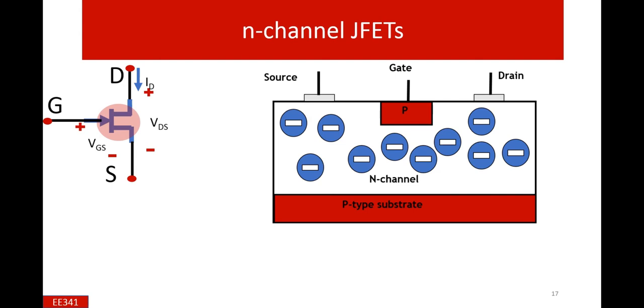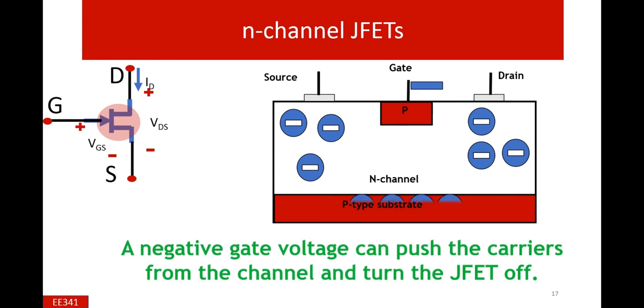Actually, it blocks the carriers. If we apply this negative voltage, then this negative potential actually repels the negative carriers, and this blocks the carriers. The majority carriers in this unipolar device are definitely pushed toward the switch-off condition.